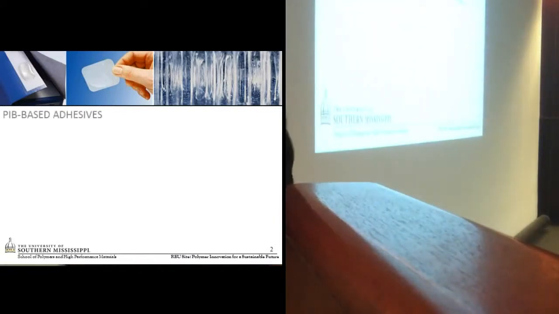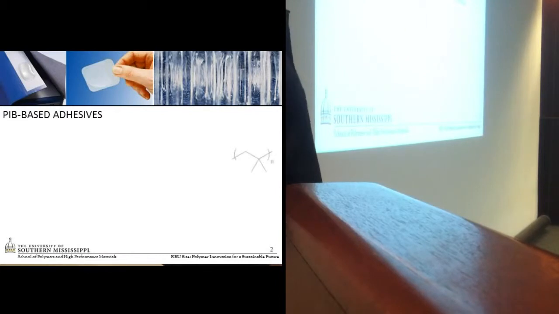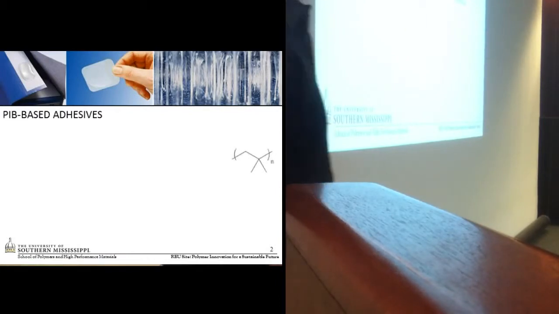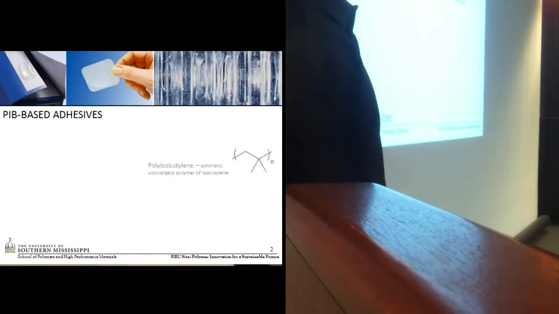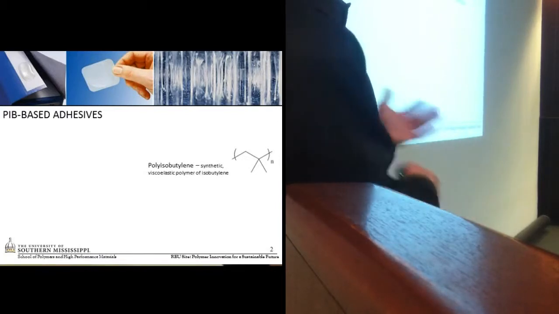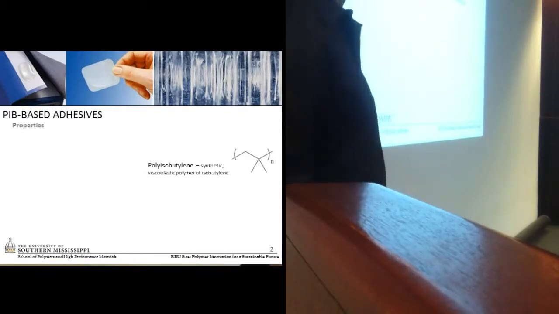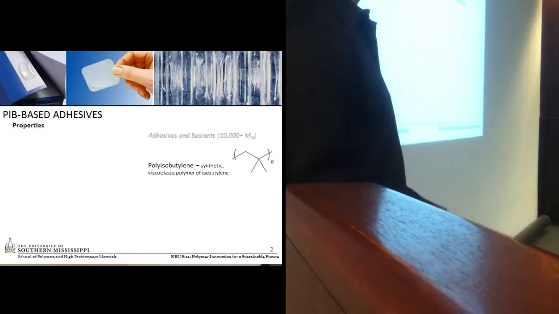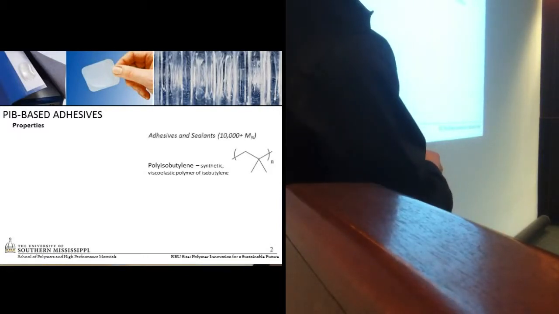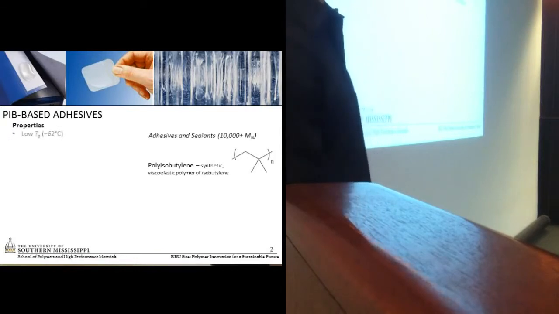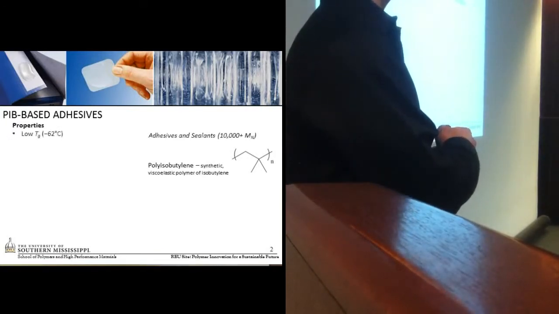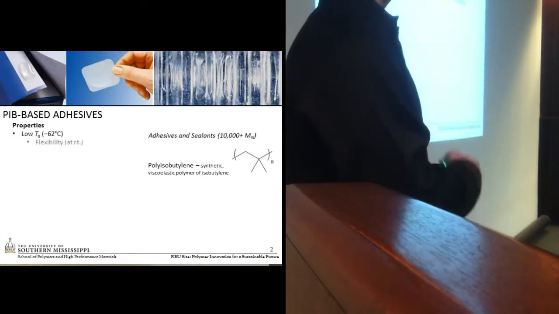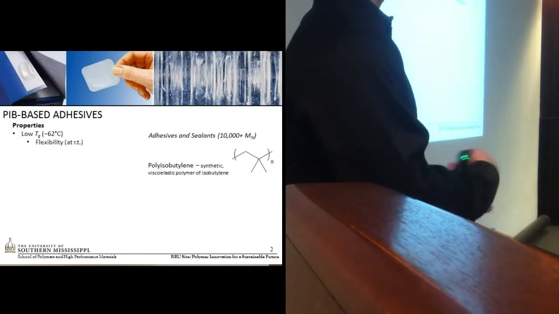So polyisobutylene is a synthetic elastic polymer, and it's extensively used in the adhesives and sealants industry. It has properties such as a low glass transition temperature, which is the temperature at which it transforms from a rubber into a glass, and this happens at -62°C. This gives PIB good flexibility at room temperature, and also high adhesion and permanent tack.